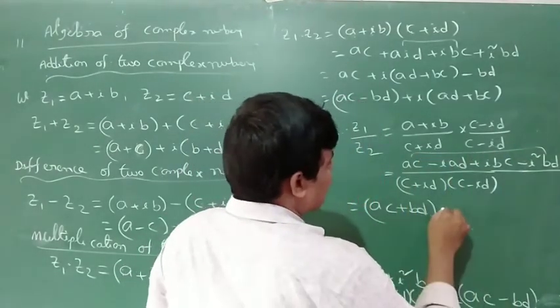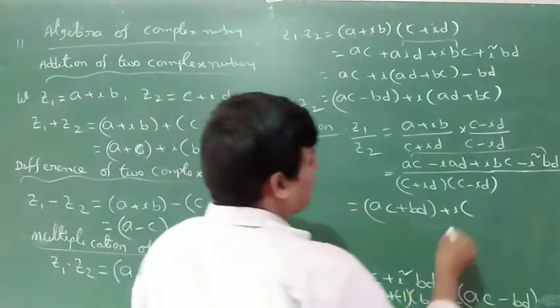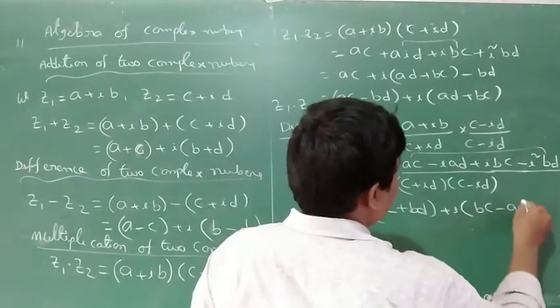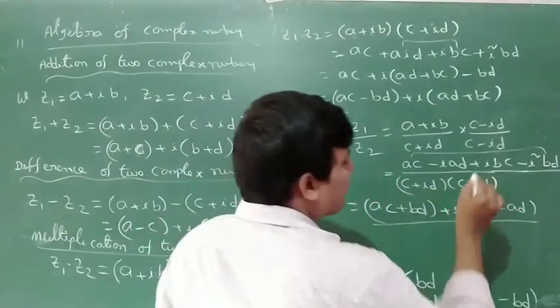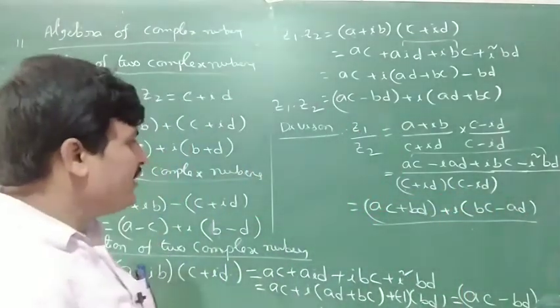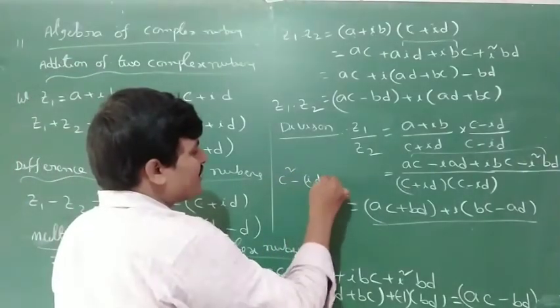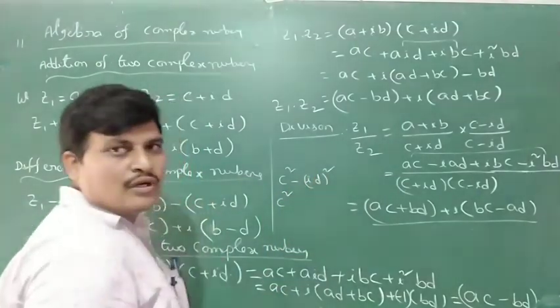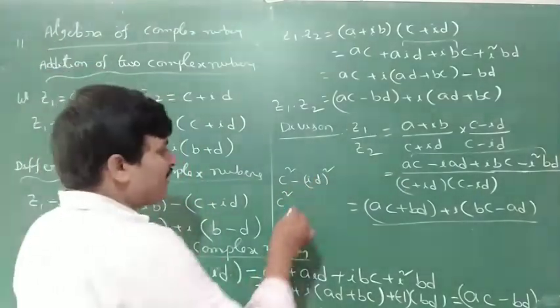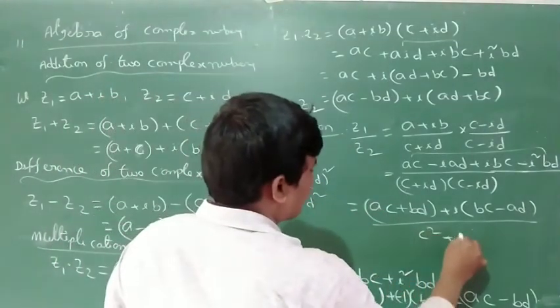and plus i common, BC minus AD, by (a plus b) into (a minus b). A plus b into a minus b is equal to a square minus b square. Here it is c square, i square value is minus 1, so minus into minus is plus, so c square plus d square.